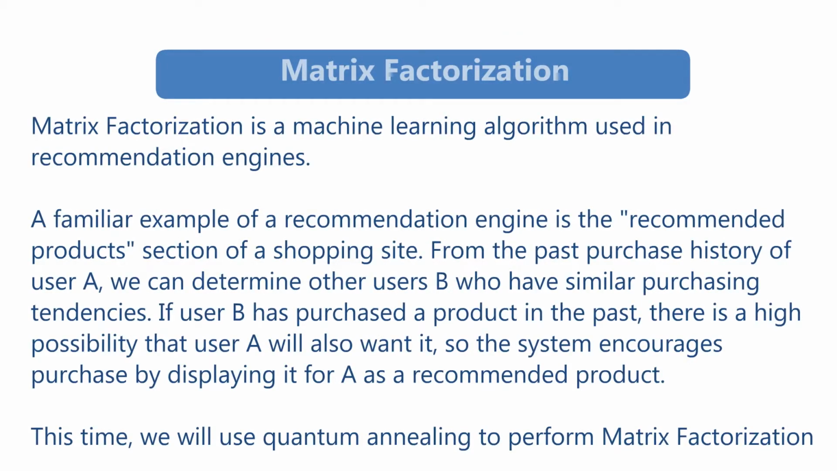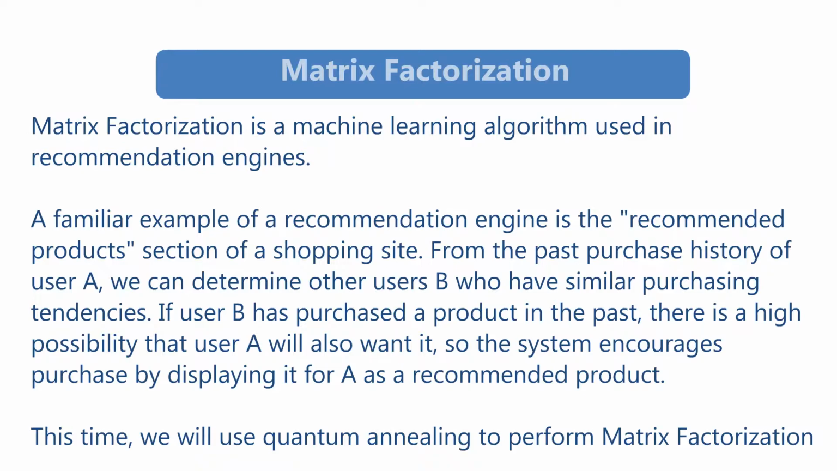Matrix factorization is a machine learning algorithm used in recommendation engines. A familiar example of a recommendation engine is the Recommended Products section of a shopping site. From the past purchase history of user A, we can determine other users B who have similar purchasing tendencies. If user B has purchased a product in the past, there is a high possibility that user A will also want it, so the system encourages purchase by displaying it as a recommended product.